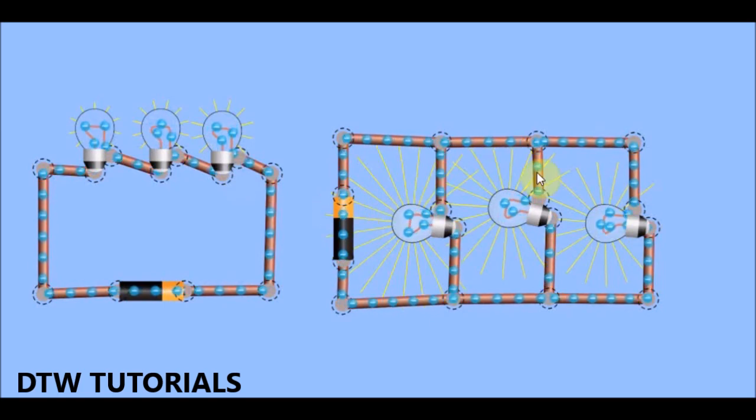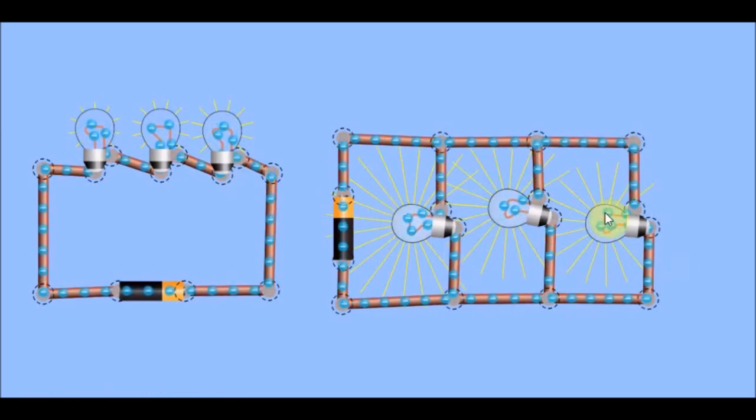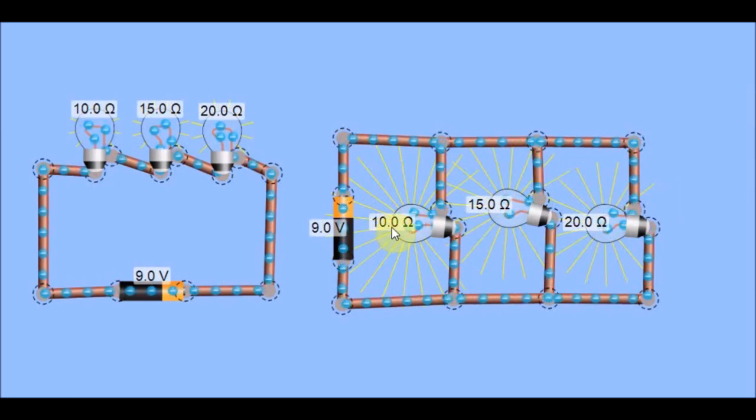Now you can see a parallel circuit here. All the three bulbs are bright, because you remember in a parallel circuit, the same voltage flows across each of the resistors. Each of these bulbs has a particular resistance. You can see this bulb has a resistance of 10 ohms, 15 ohms, 20 ohms. This one also 10 ohms, 15 ohms, and 20 ohms. And the battery voltage is 9 volts.